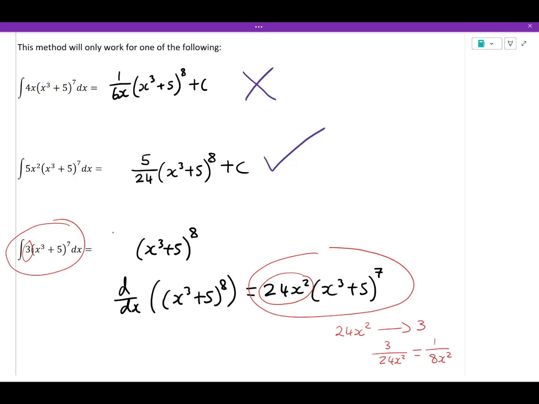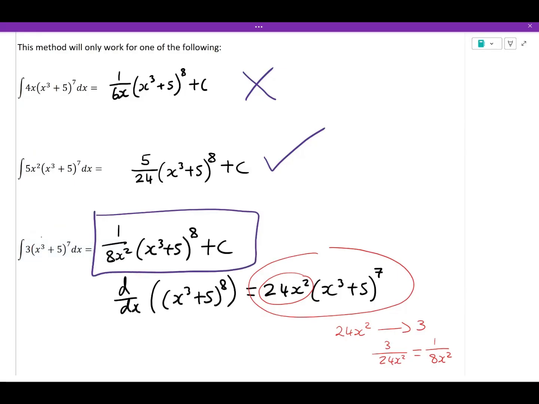So I need to write a 1 over 8x squared in front, and it will be plus c. Now let's consider whether my answer makes sense if we were using the reverse chain rule. So we're reverse chain ruling in this direction, therefore we should have to use the chain rule of differentiation in this direction, but that doesn't make sense. Because we have a function of x multiplied by another function of x. That 1 over 8x squared has x in it, therefore we would need to use the product rule, not the chain rule. So therefore, using the reverse chain rule to begin with was incorrect. So this one would not be doable with the reverse chain rule.